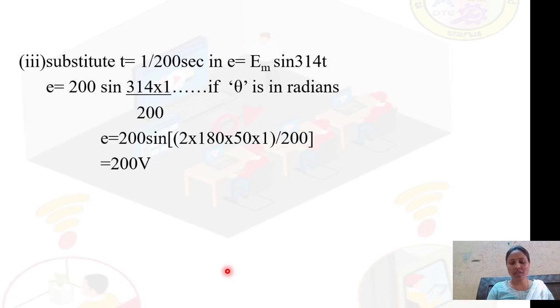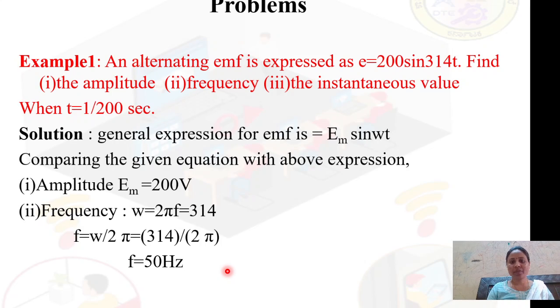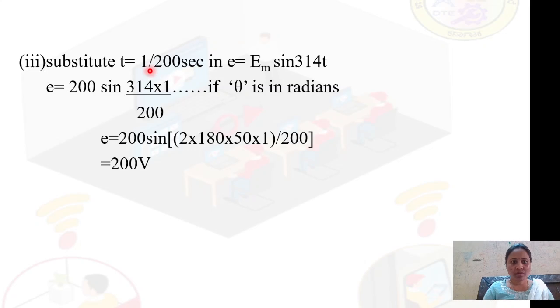The instantaneous value of the voltage can be calculated by substituting t in the given expression. Substituting the value of t, the value is 200 volts. We can find it in terms of angular radians or in terms of degrees, that is, by taking theta as radians or as degrees.